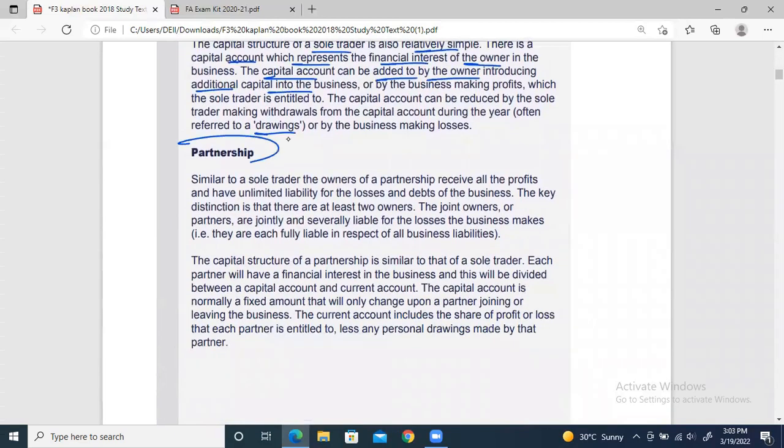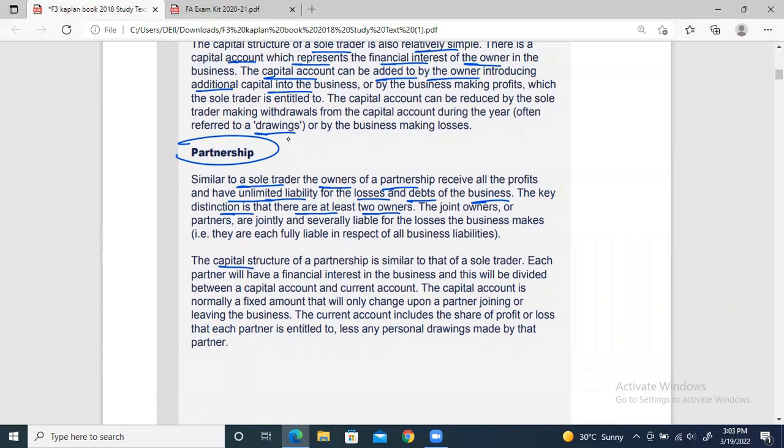Now, moving forwards, we have partnership, right? Similar to a sole trader, the owners of a partnership receive all the profits and have unlimited liability. Don't worry, I'll explain both of these words, limited and unlimited liability, for the losses and debts of the business. The key distinction is that there are at least two owners. So a partnership basically does not have one owner. Normally it should be between 2 and 20, right? Normally this happens in the whole world.